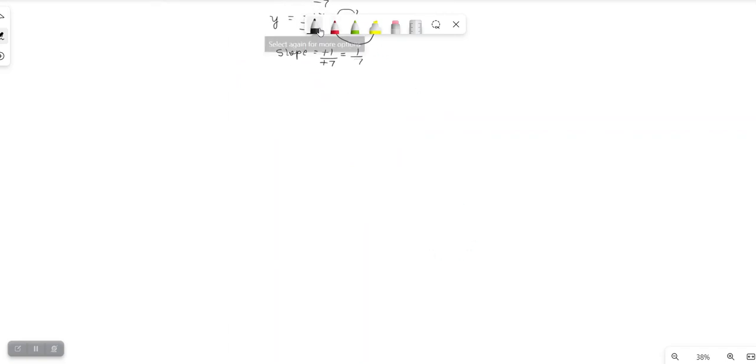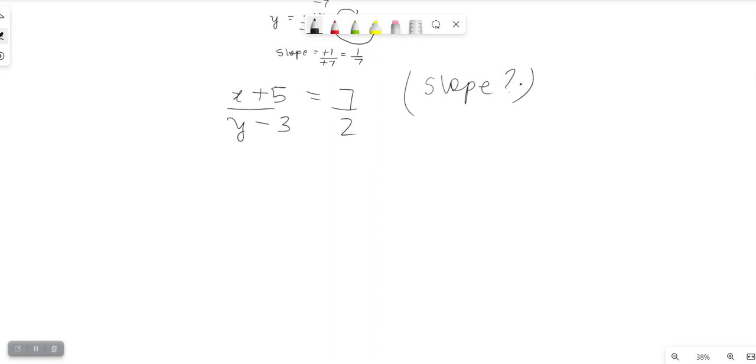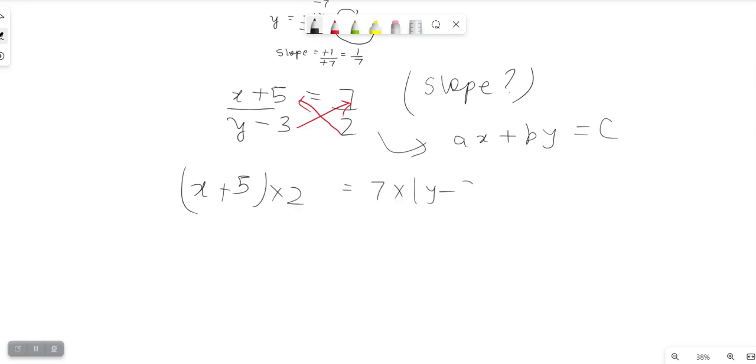Suppose my equation was (x plus 5) upon 2 equal to (y minus 3) upon 7. And suppose I want to find the slope. So what I do, I convert this to ax plus by equal to c. Now to convert, I need to use the technique of cross multiplication. Take this to that side, bring it here. So therefore what I get is 7 into (x plus 5) equals 2 into (y minus 3).